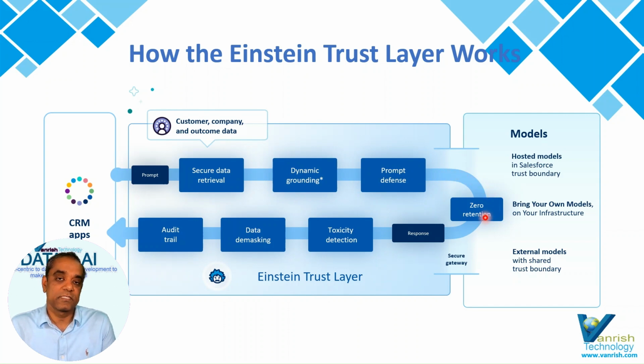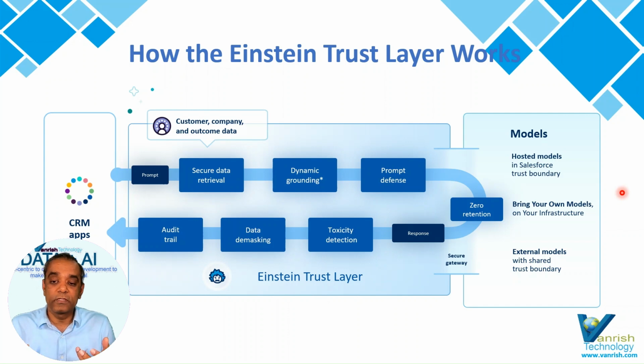Zero retention, already explained in the previous slide: within an LLM there is no data storing. They just pull that data information and do not store it in the system. And then toxicity detection, and then back to the CRM app. That's how everything works, and this is your model. It can be any model, whether it is OpenAI or Anthropic, or bring your own model. That is also available for you. So this is how the whole design is.